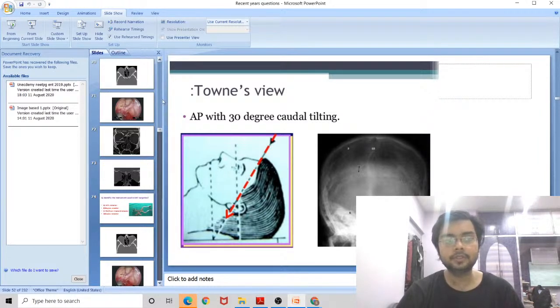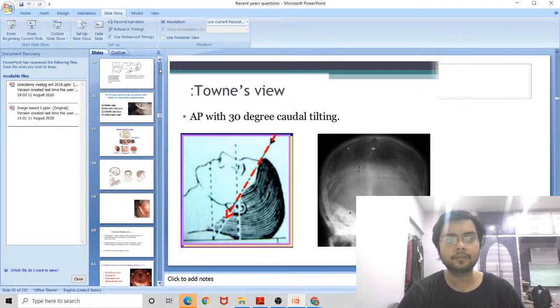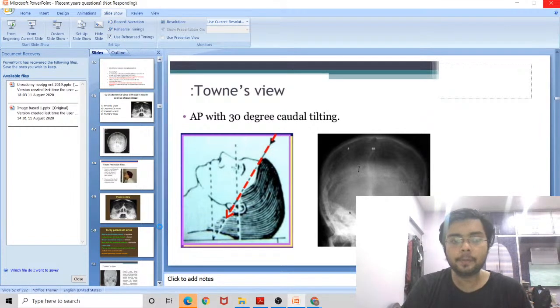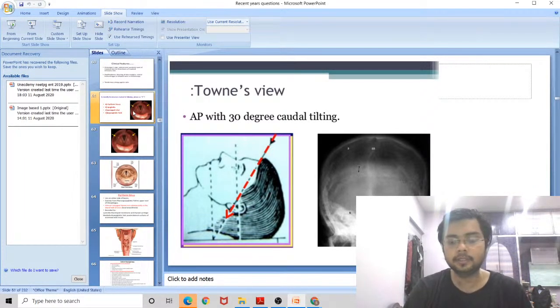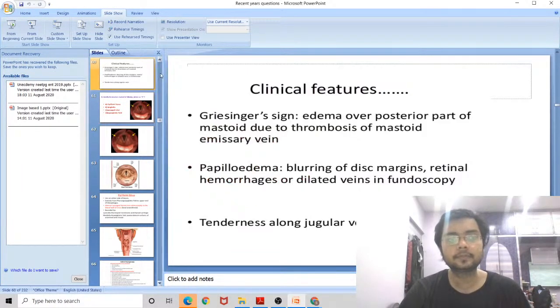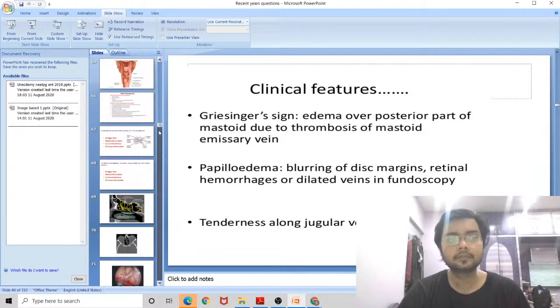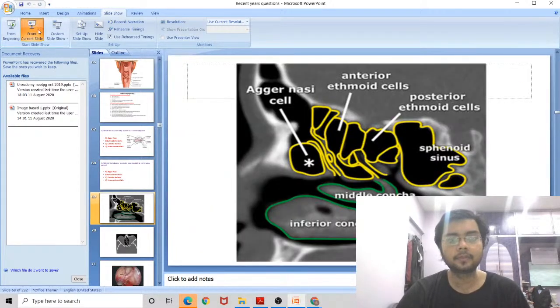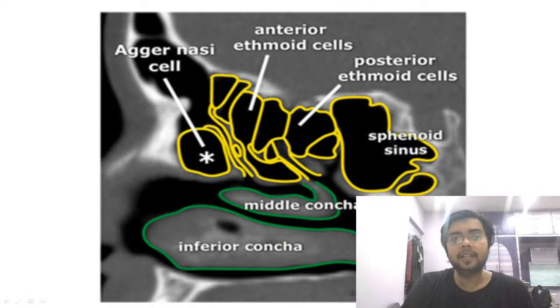Now another important question that was asked was regarding the cells in the paranasal sinus CT scan. There is some lag with my laptop, excuse me for that, but let us see whether we can reach that question. Yes. So the question they had asked is the anterior-most ethmoidal cell.